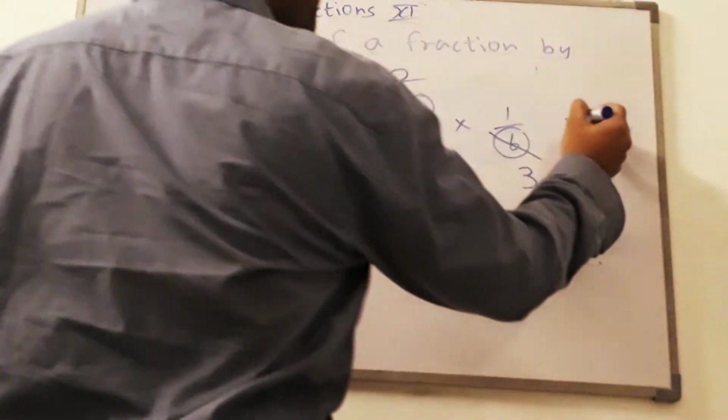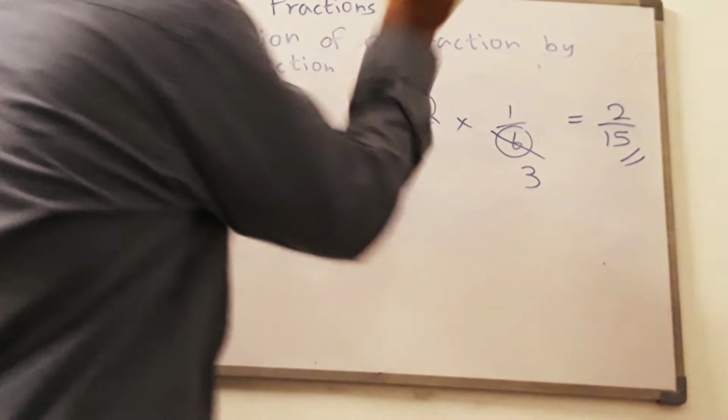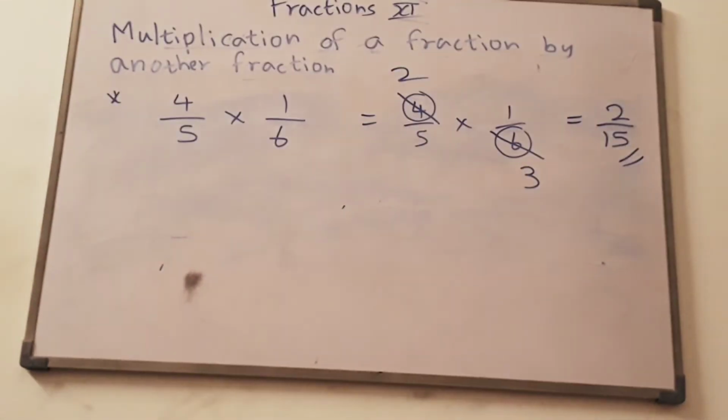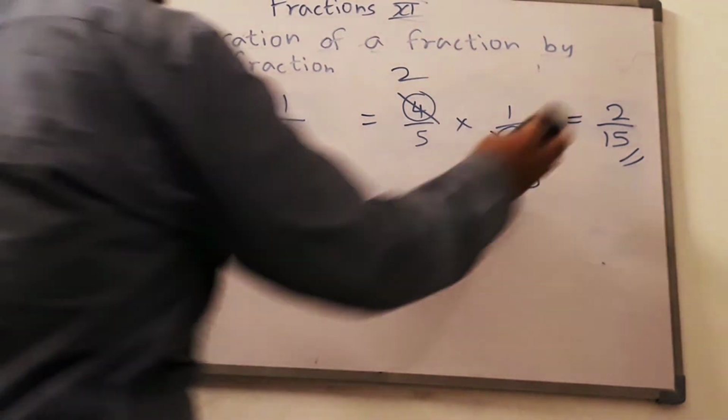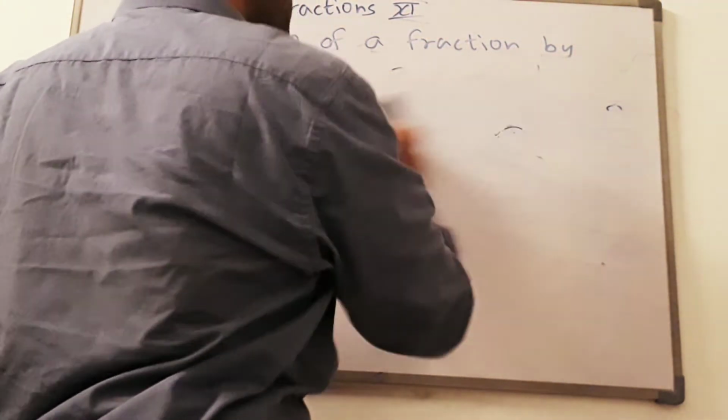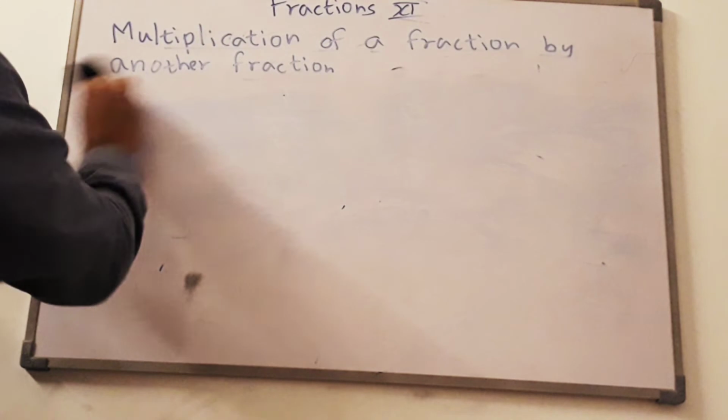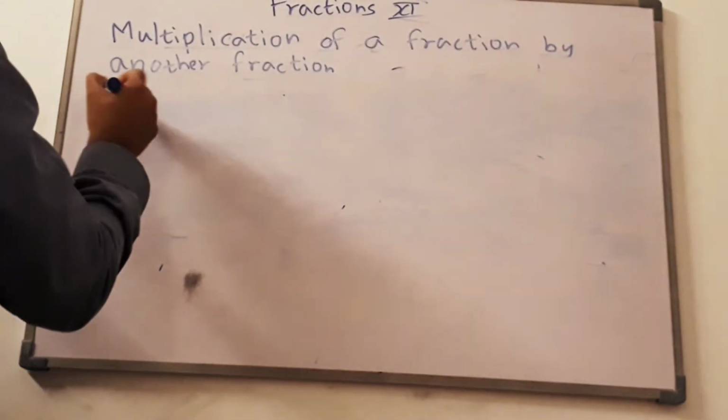Answer is 2 times 1, 2, 5 times 3, 15. More than that we can't simplify. Next question. Next question we will go for mixed numbers.